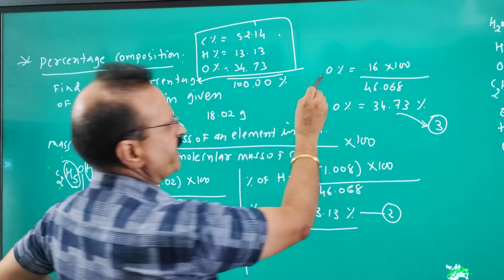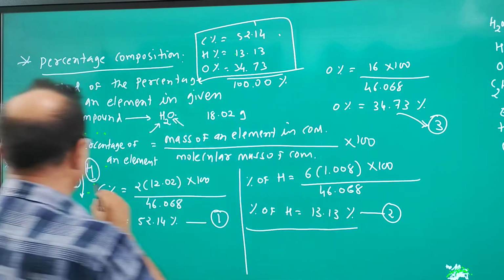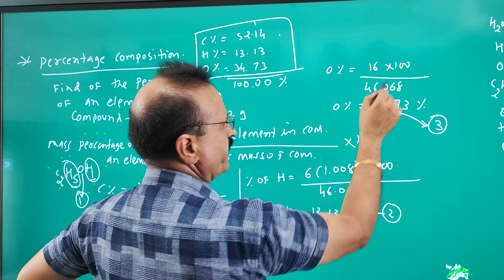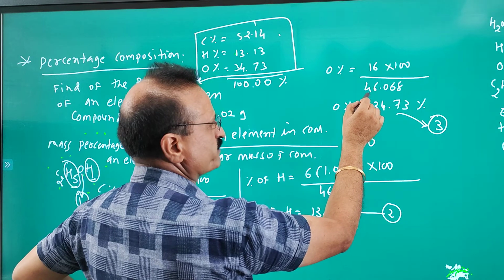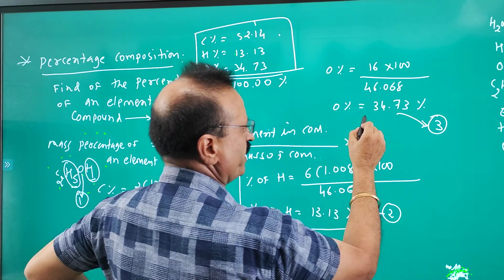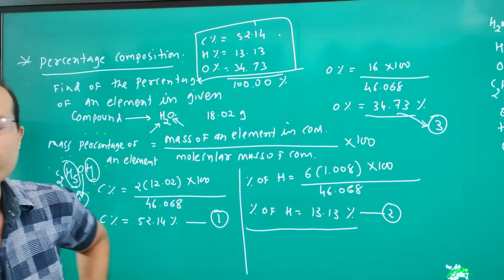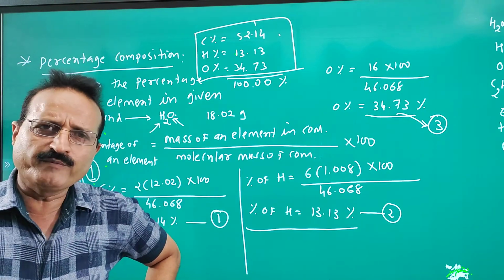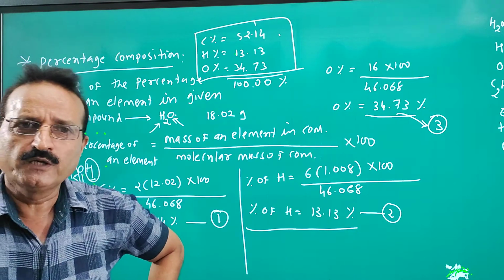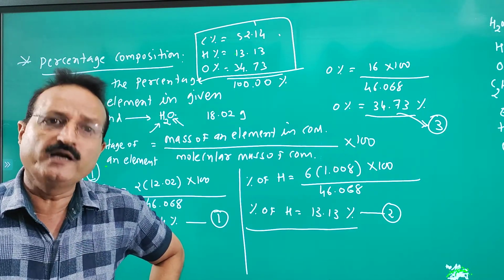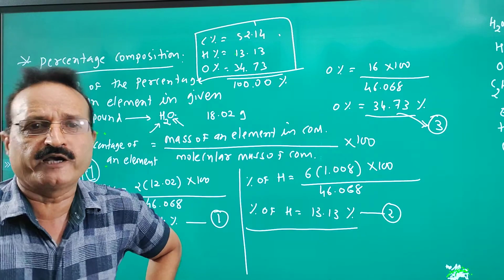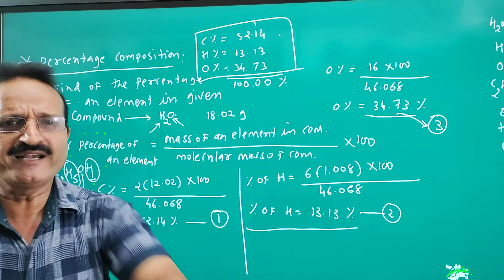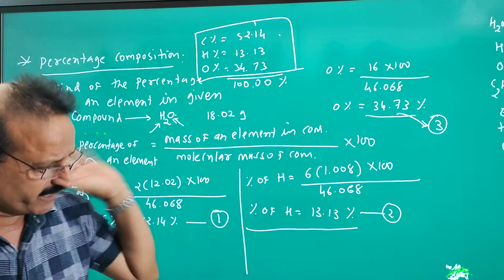In the same way, to get the percentage of oxygen, in ethanol there is only one oxygen. Mass of oxygen is 16 into 100 upon the molecular mass of ethanol, 46.068. You will get the mass percentage of oxygen as 34.73. You just make the sum of all the percentages. It must be nearby 100. Sometimes you will get a perfect 100%. It means you are on the correct way. So it is clear now.